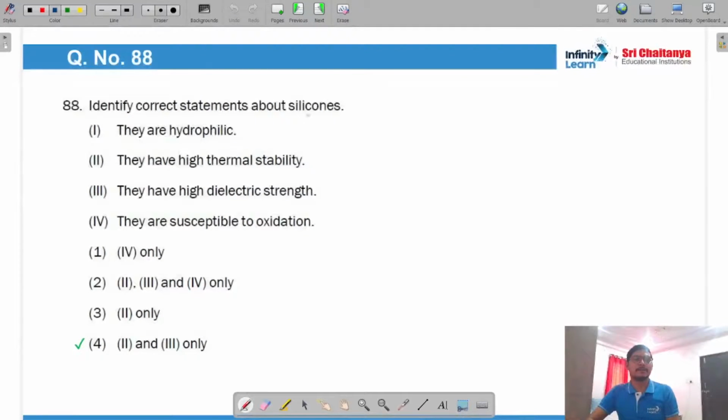Identify the correct statement about silicones. They are hydrophilic. No, they are hydrophobic because of the alkyl groups on the surface. Okay. So this is incorrect. They have high thermal stability. Yes. High dielectric constant. Yes. They are susceptible to oxidation. No, they are resistant to oxidation. So the correct statements are the second and third.